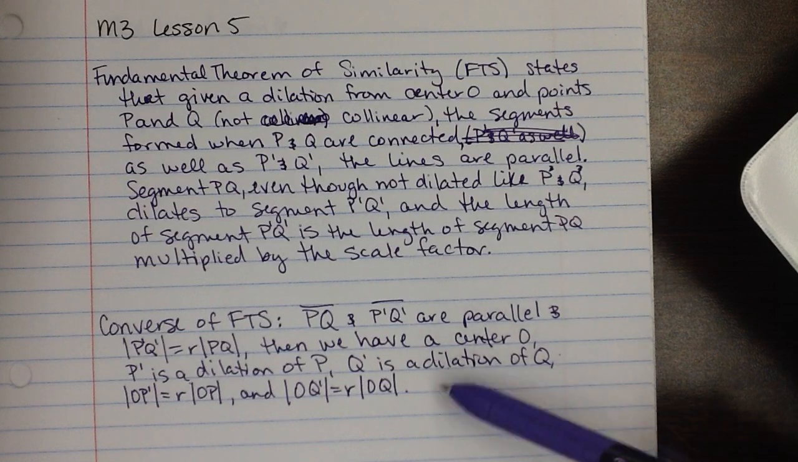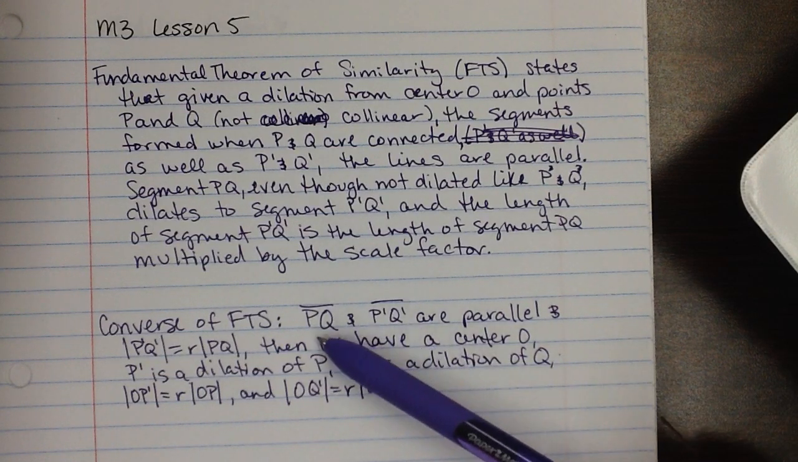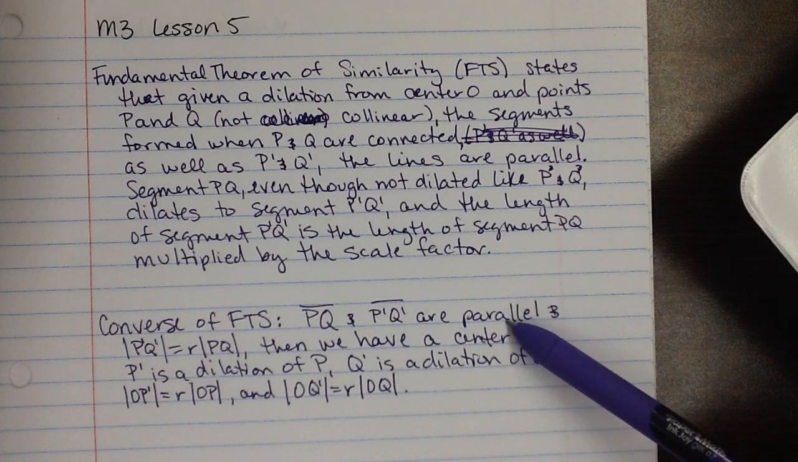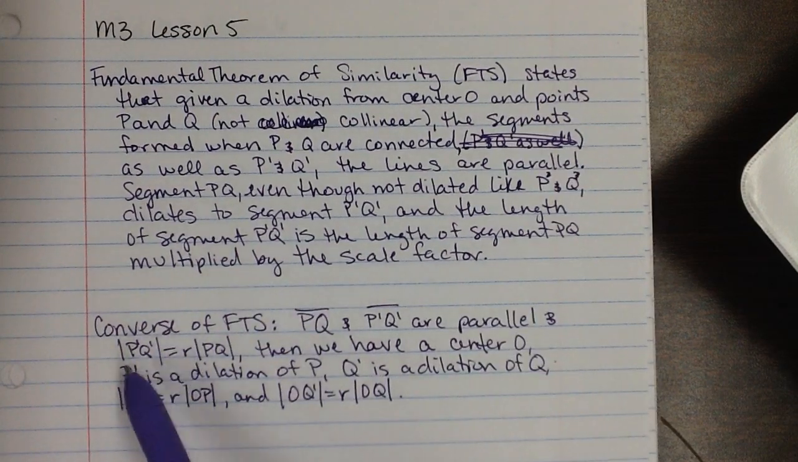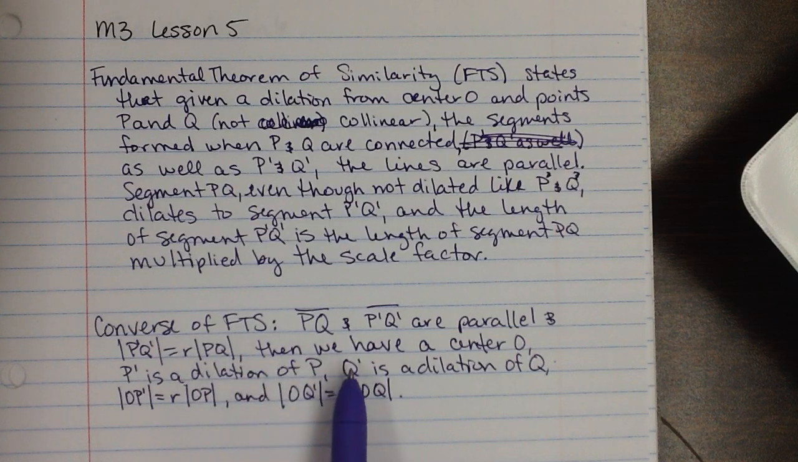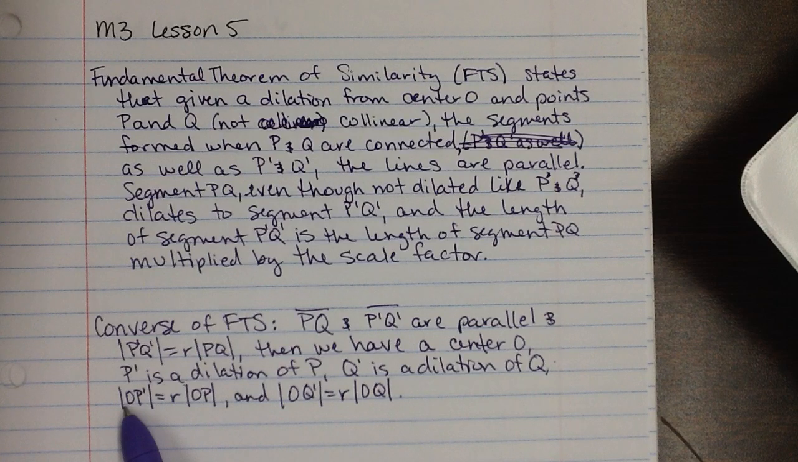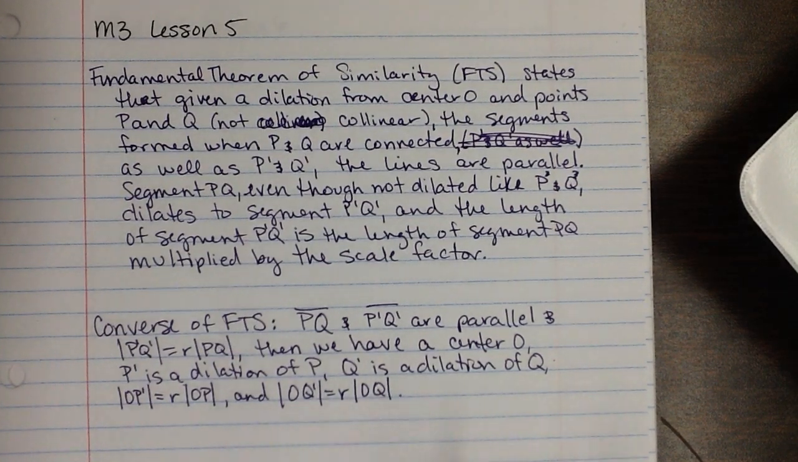Okay? The converse of the fundamental theorem of similarity: segment PQ and P prime Q prime are parallel. They have to be parallel. That's very important. And the distance from P prime to Q prime equals the scale factor times the distance from P to Q. Then we have a center O. P prime is a dilation of P. Q prime is a dilation of Q. So the distance from O to P prime equals the scale factor times the distance from O to P, and the distance from O to Q prime equals the scale factor times the distance from O to Q. Okay, I would write that down, put it into memory somehow.